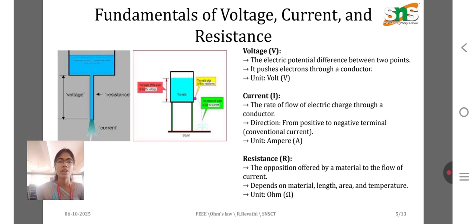Voltage is denoted as V. The rate of flow of electric charges through a conductor from the positive to the negative terminal is known as current. It is measured in amperes, denoted A. Resistance is the opposition offered by the material to the flow of current. It depends on the material, length, area, and temperature. The resistance unit is ohms.